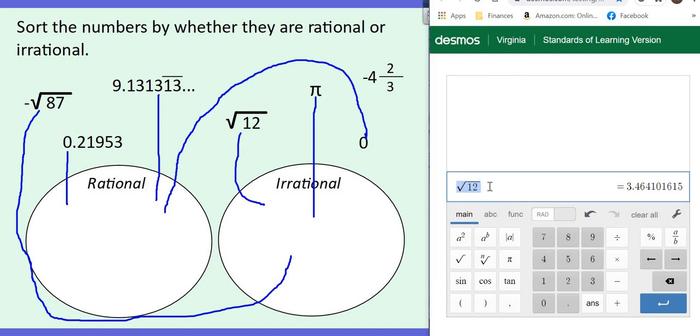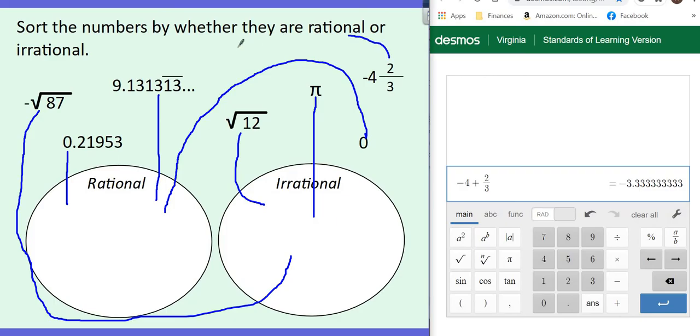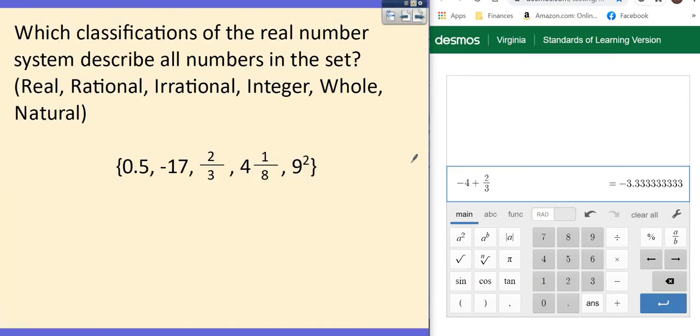I'm going to go ahead and put this in the calculator. You would have to do -4 plus 2/3 to see what it equals. And if you notice, it's a repeating decimal, but I just wanted to show you that anything that's a fraction is going to be rational. All right, so let's go on to the next one.